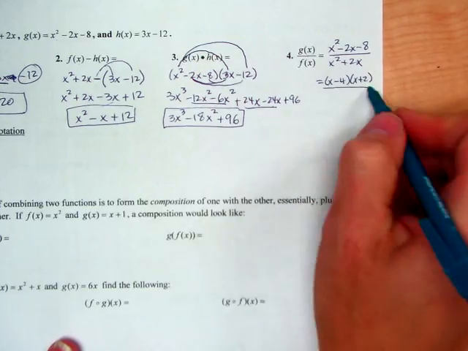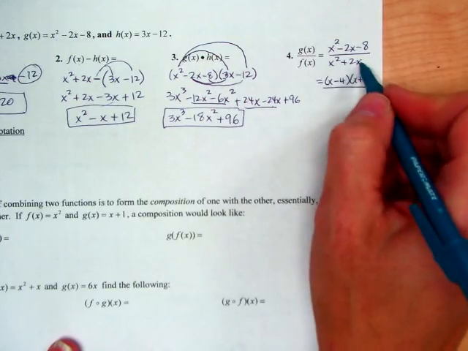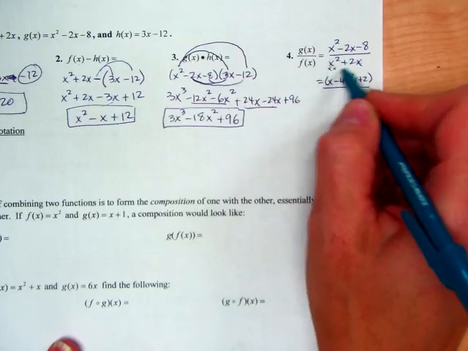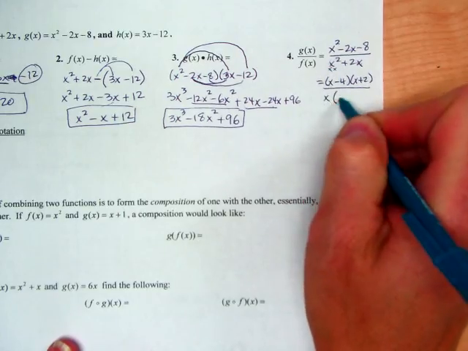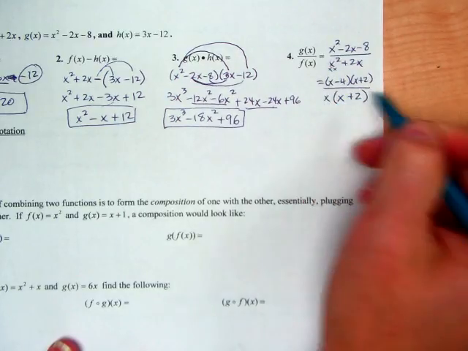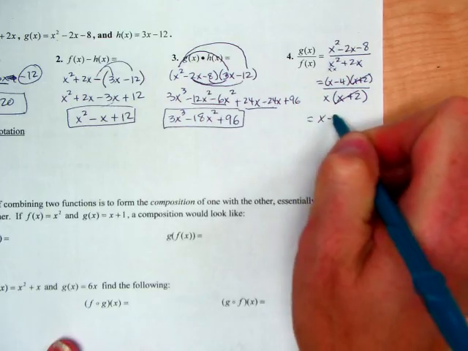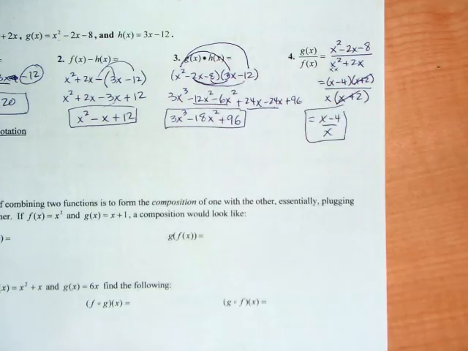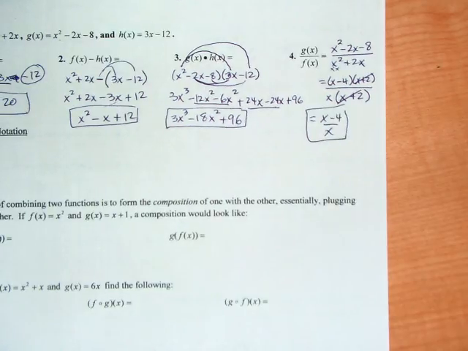And then on the bottom, I'm going to take out an x. So this guy has 2 x's, this guy has 1. I'm going to take 1 out. That would leave me with an x plus 2. And then I can cancel, and I'm left with x minus 4 over x. That would be ideal, if you do a little bit of factoring and then cancel some stuff out.